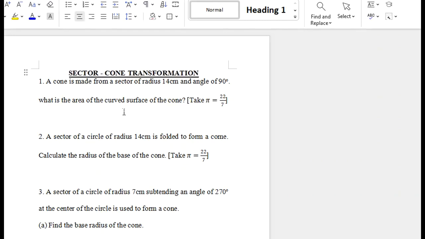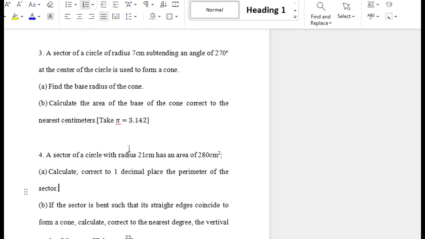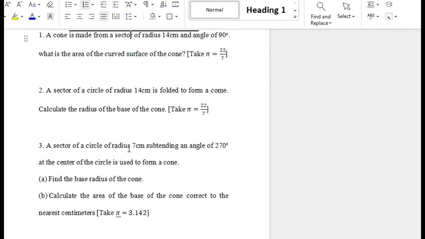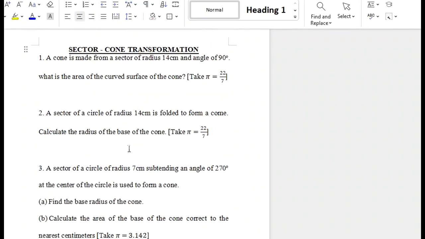Now we have some questions here, about 4 questions. So let's tackle them one after the other. Now for the first question, a cone is made from a sector of radius 14. So let's write down some important facts here.